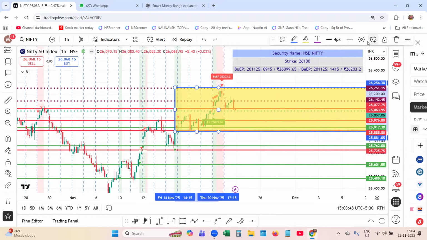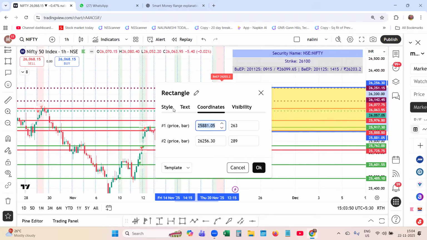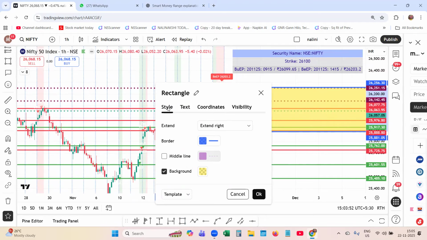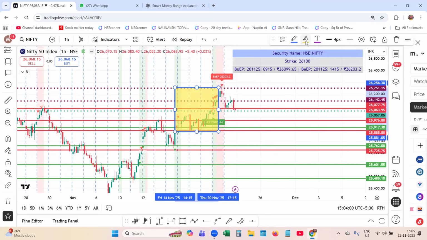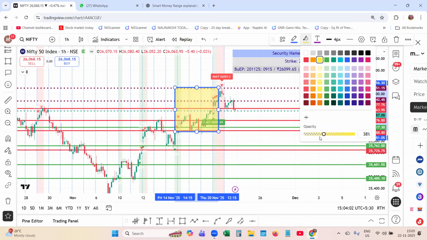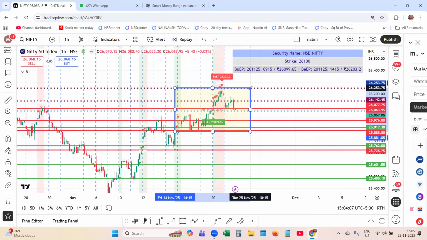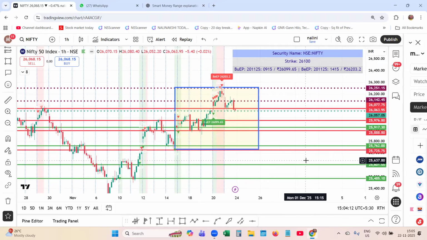This one, settings, style. Let us take it out. Do not extend. Let me make it a little bit lighter color. So I am making this, let us include this also. So you can see the bearish EP and bullish EP are adjacent. That means they are straddles.